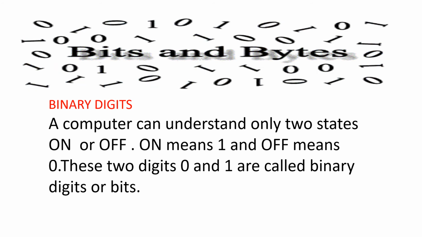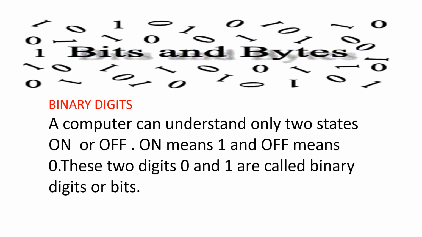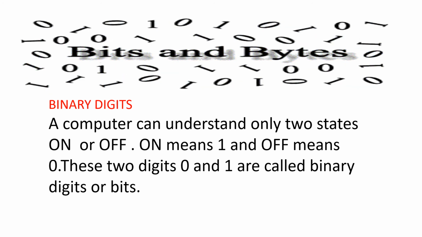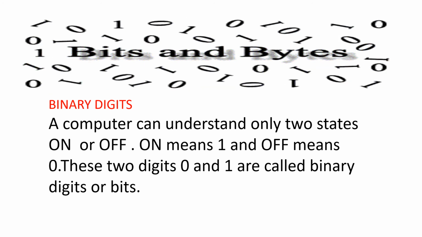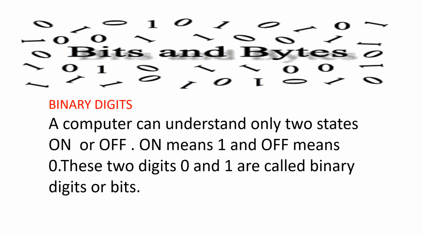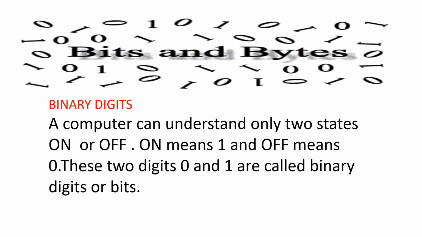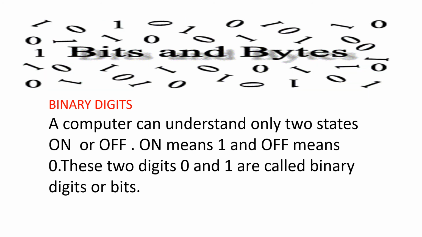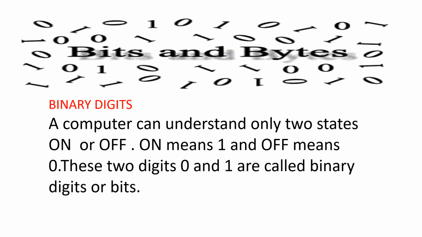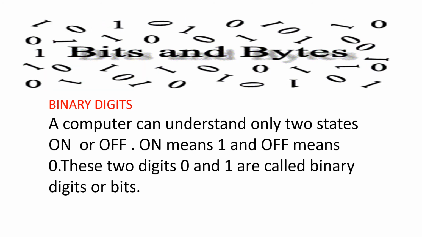A computer can understand only two states, on or off. On means 1 and off means 0. These two digits, 0 and 1, are called binary digits. Well, we say that a computer is an electronic device, which is the reason why it has only two states, that is on and off.